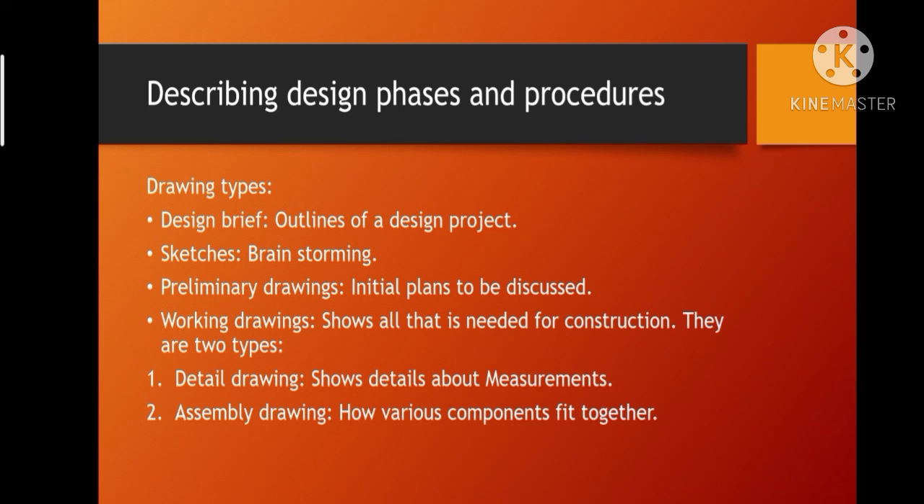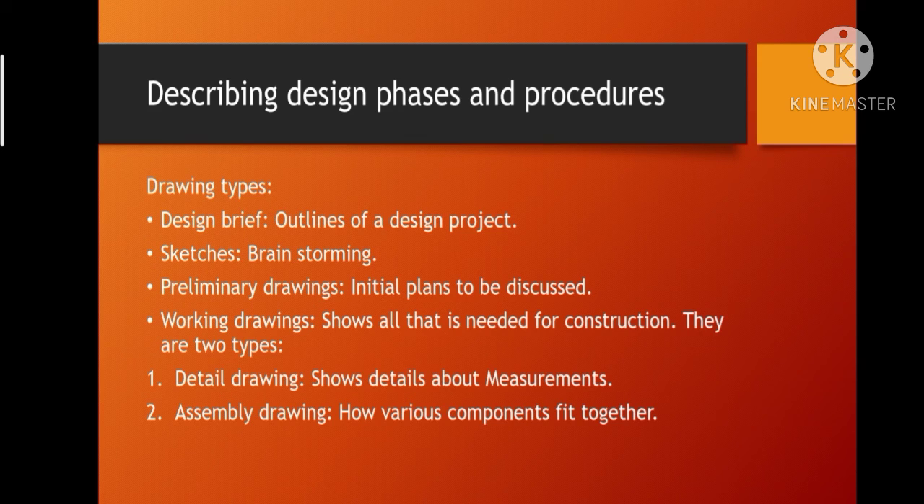We were saying that working drawings are two types. We have detailed drawing and assembly drawing. Detailed drawing shows details about measurements. يعني ايه؟ بتروح ال details بتاعة الميجرمنتس القياسات، سواء مثلا tolerances.